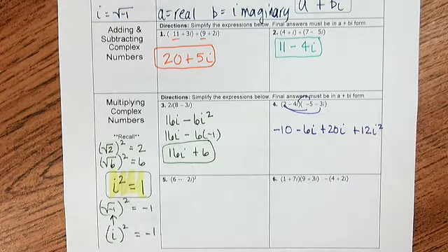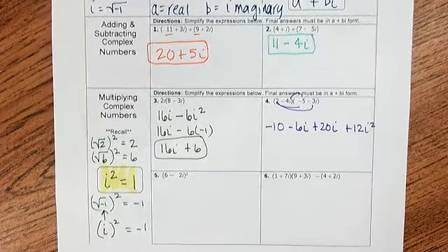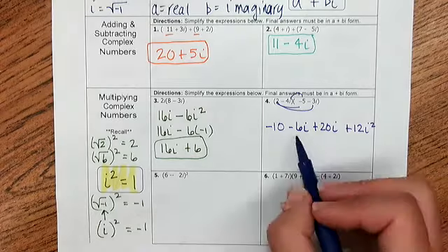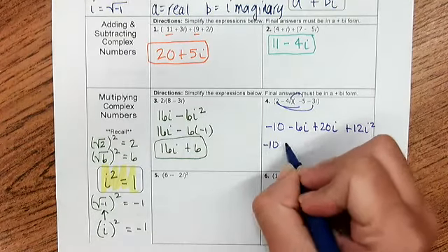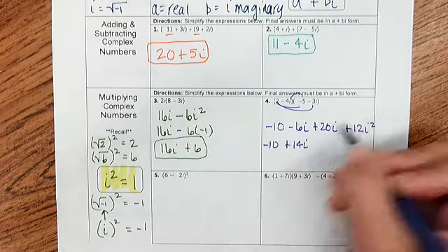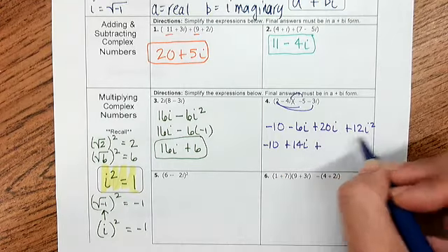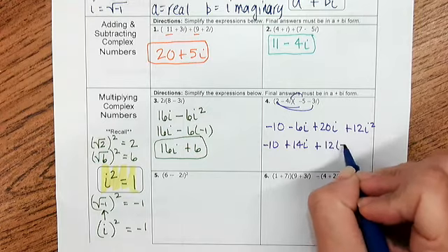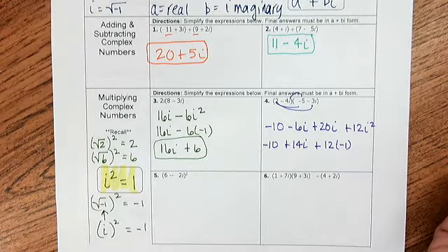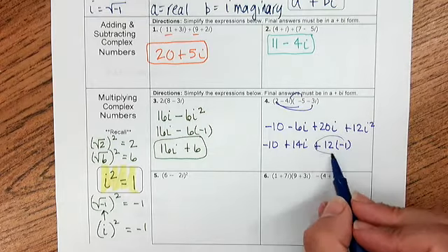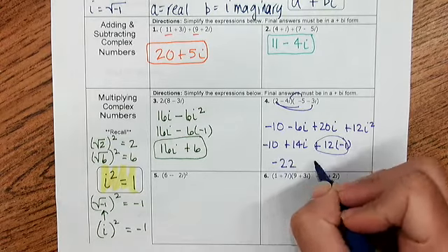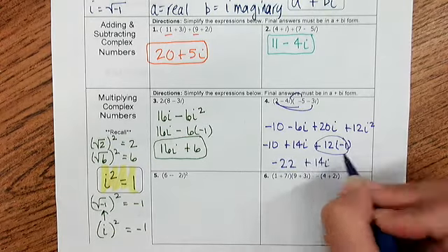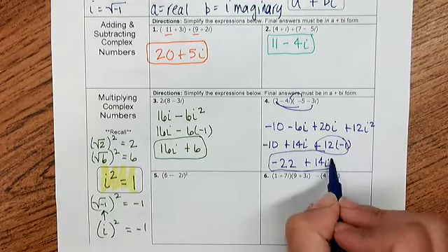Again, if you need to, pause the video. So -6i plus 20i is positive 14i. 12i squared, that's 12 times -1. i squared comes out, -1 goes in. This is -12. So you get a total of -22 plus 14i.